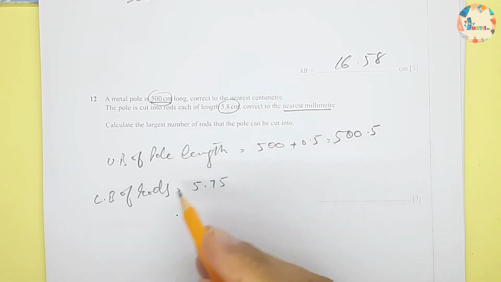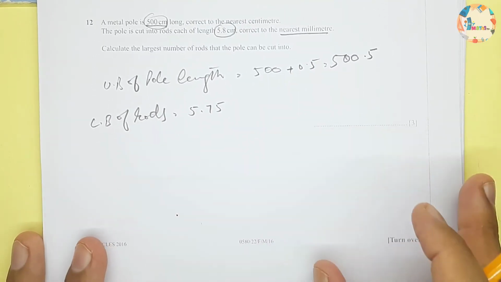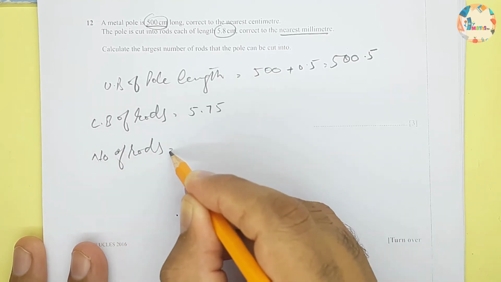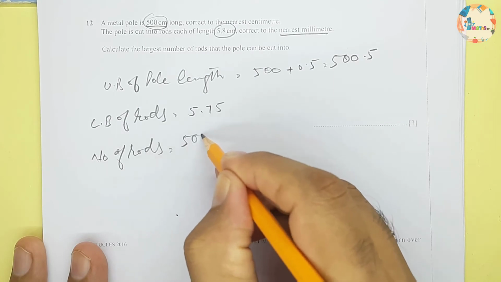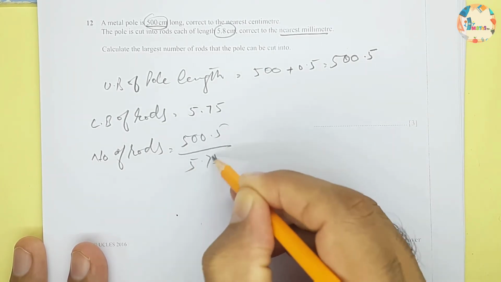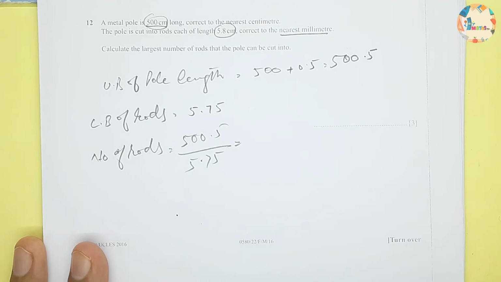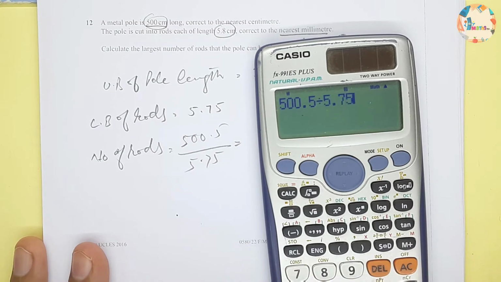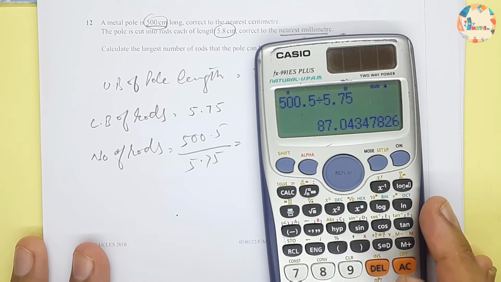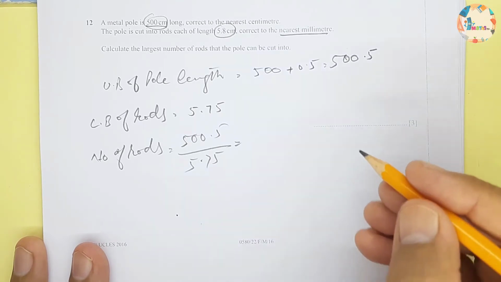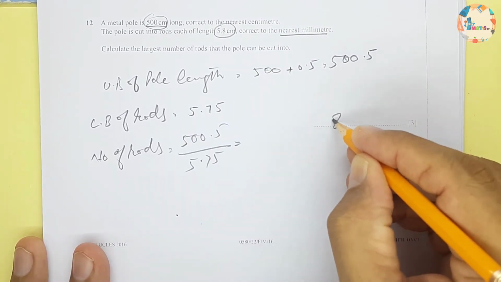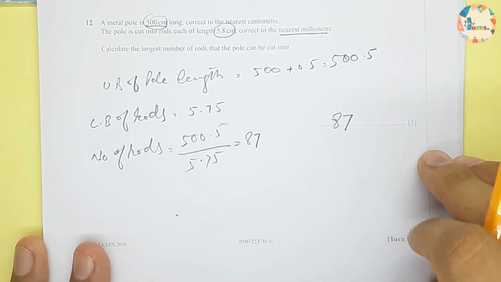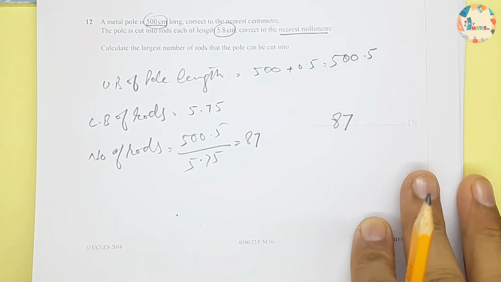Now the largest number of rods. The number of rods will be equal to 500.5 divided by 5.75. This will give us 87.04, or 87. So this will be 87 rods. Complete rods will be 87. This will be the largest number of rods.